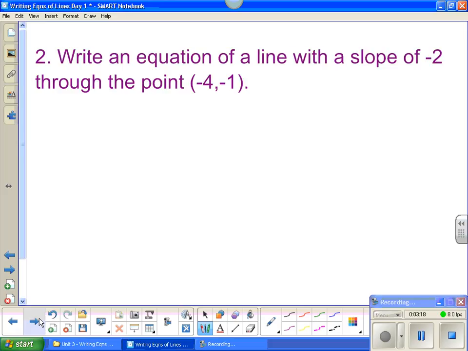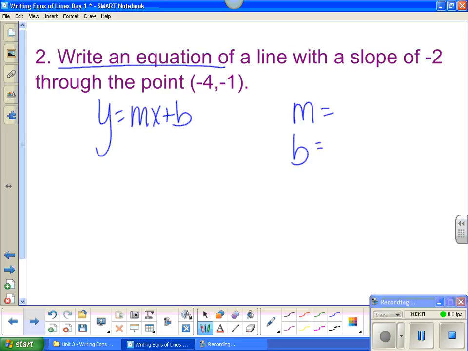Okay, let's try another one. Write an equation of a line with a slope of -2 that passes through the point -4, -1. Here are the magical words. You start, y equals mx plus b. You need m and b. So there's my setup every time. All right, what information did I give you? I told you you had a slope of a -2. So you now know m. What I don't know is the b. But I'm telling you that we go through the point -4, -1. Again, remember that's an x and that's a y.